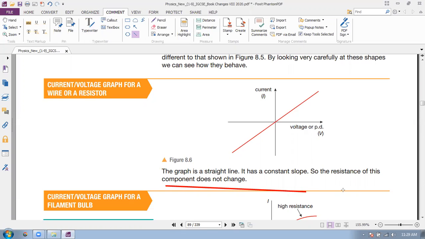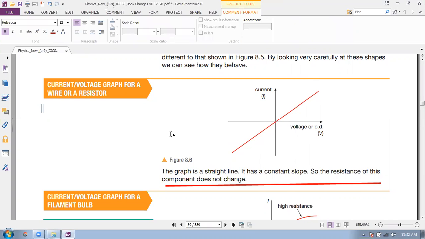Straight line means resistance of the component does not change. So this is a straight line graph of current and voltage. It means that throughout the graph, look at this, this is a straight line, and resistance is not changing. If the current voltage graph is a straight line, it means that resistance is not changing throughout the graph. Please write this note.